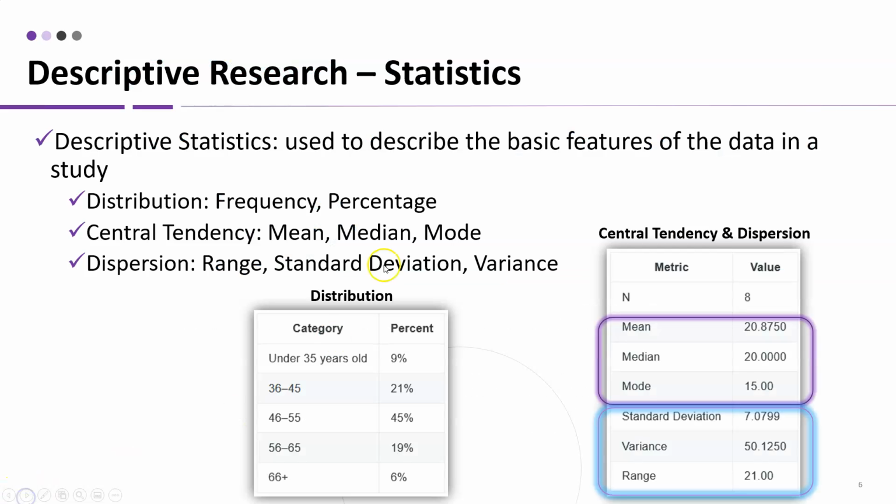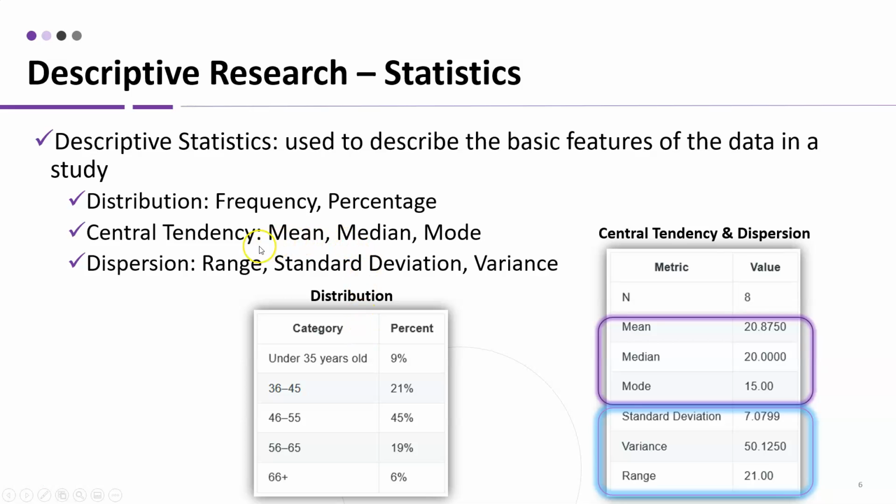Now, next, we're going to look at the statistics that we use. Again, very simplistic. We use distribution, which is the frequency and the percentage. And so this is an example of distribution. Right here you can see that it gives us the percentage of the entire group. Frequency is really a count, like 5 people, 6 people, something like that.